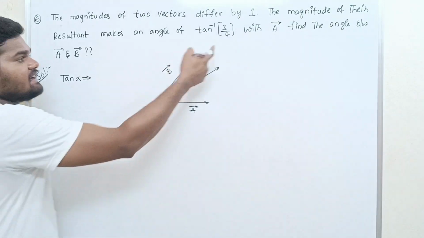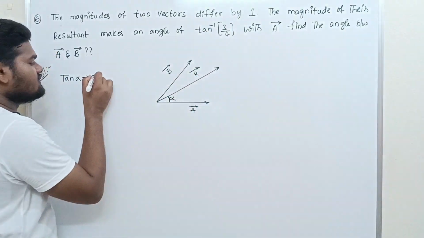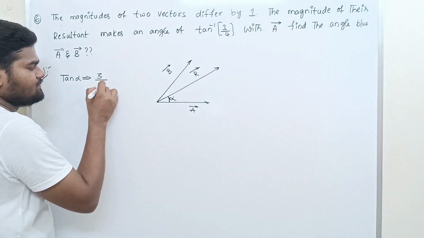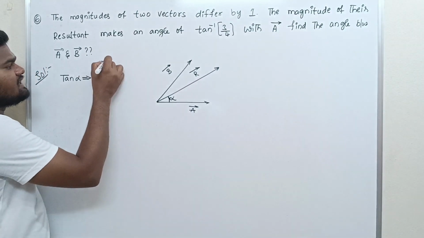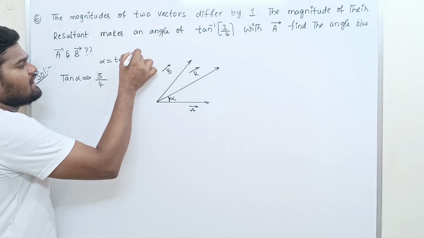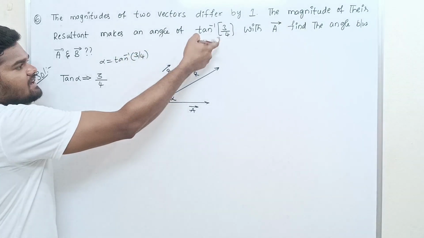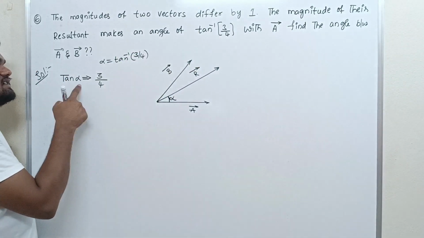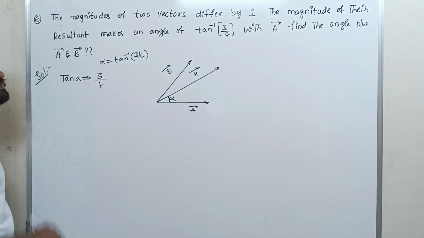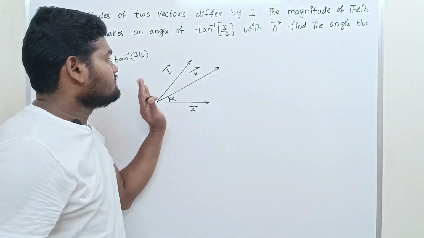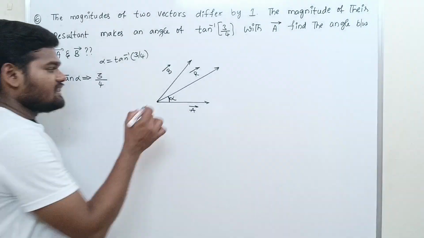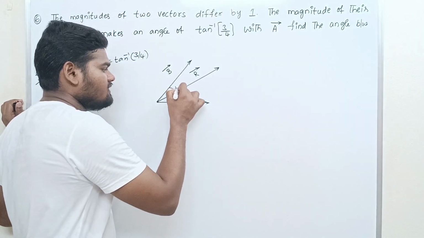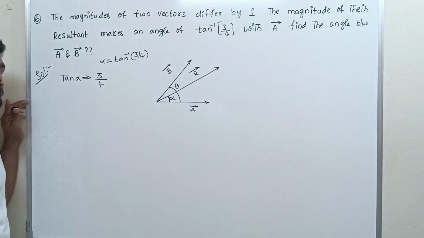Tan alpha is equals to how much they are given? Tan alpha is equals to 3 by 4. Direction is given. If you bring this tan to that side, it becomes alpha is equals to tan inverse of 3 by 4. This is what is given. So tan alpha is equals to 3 by 4. What they are asking: find the angle between A bar and B bar vectors. Theta is equals to how much?